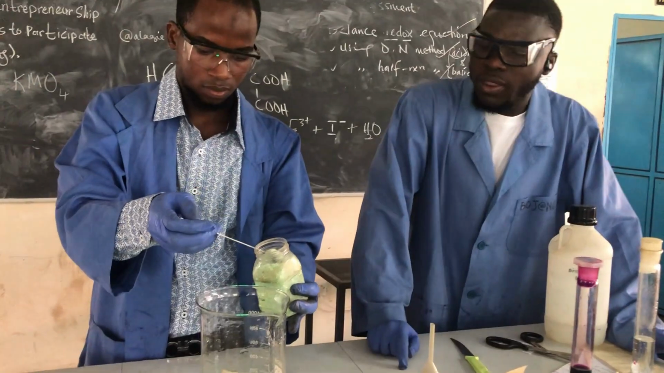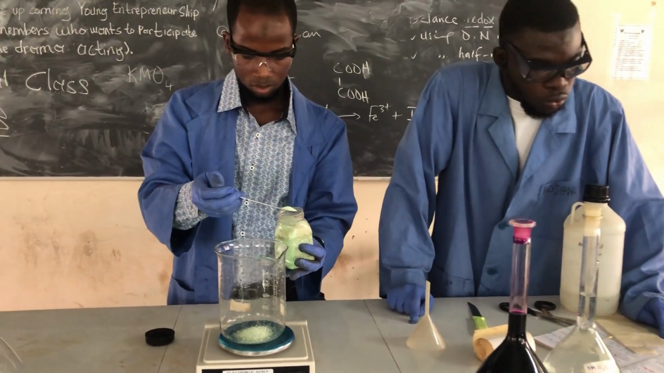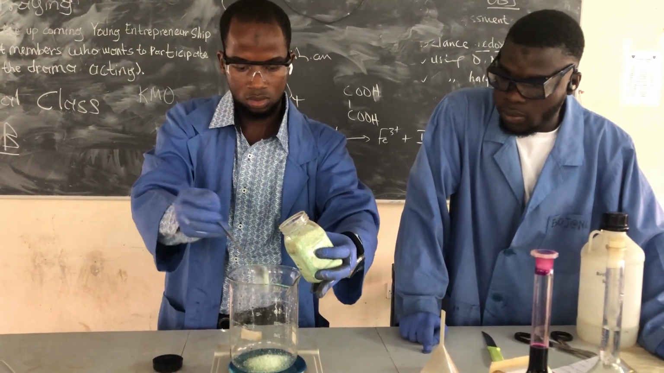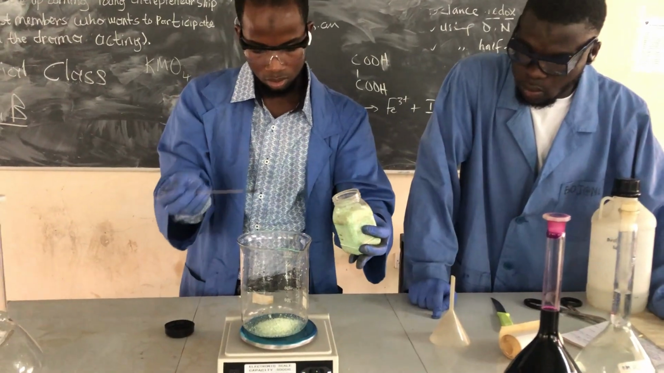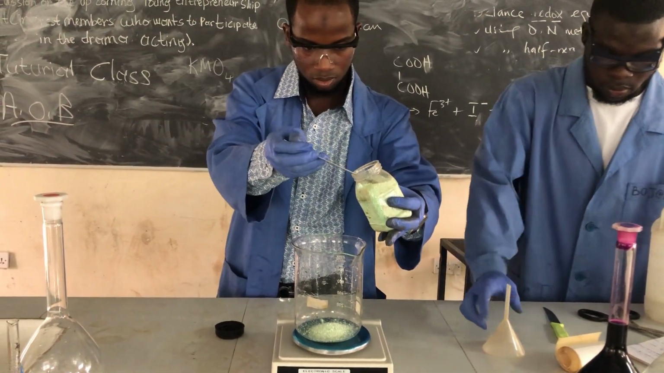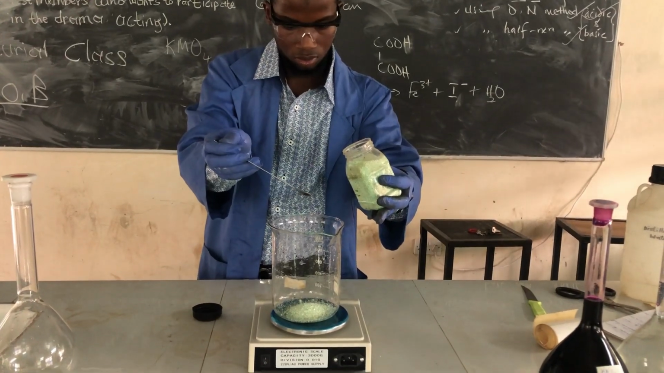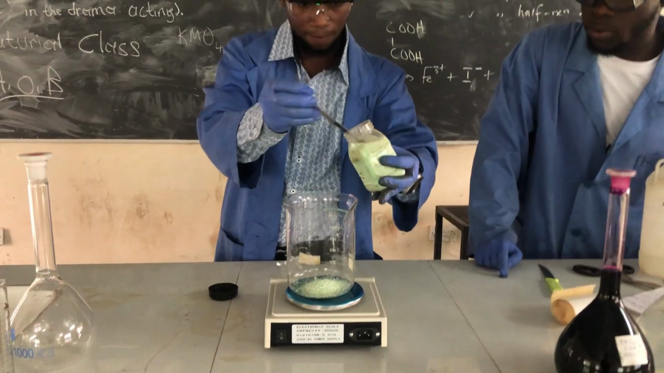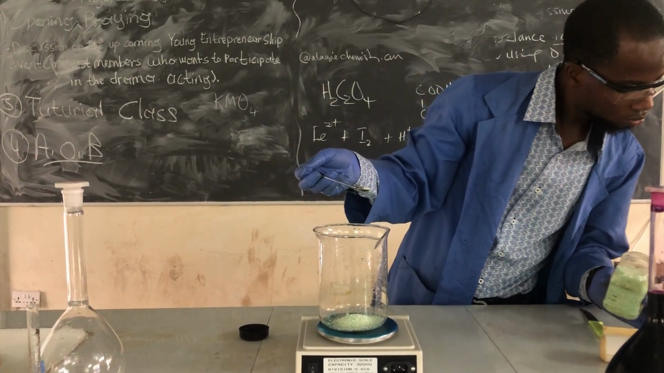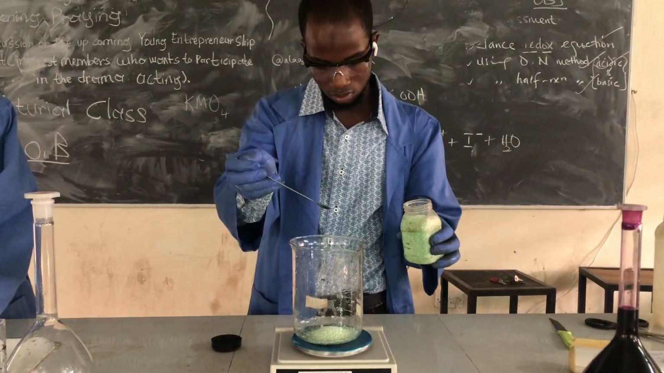So this is iron(II) tetraoxosulfate(VI). We are going to measure 27.8 grams of the iron(II) sulfate.